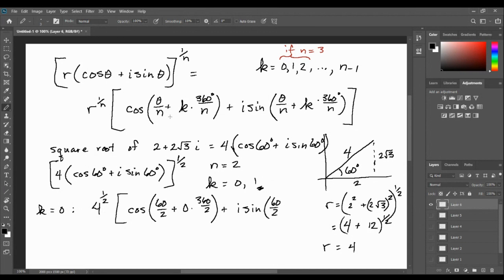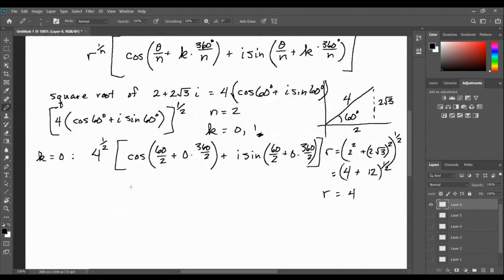And I'm just plugging it into the big formula here. That's 0 times 360 over 2. So let me get a little more space. Square root of 4 is 2. 60 divided by 2 is 30. 0 times anything is 0, so it's 30 degrees.